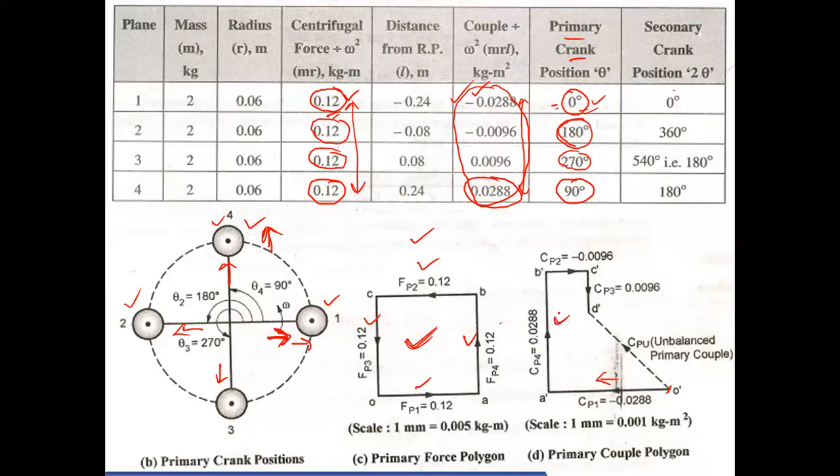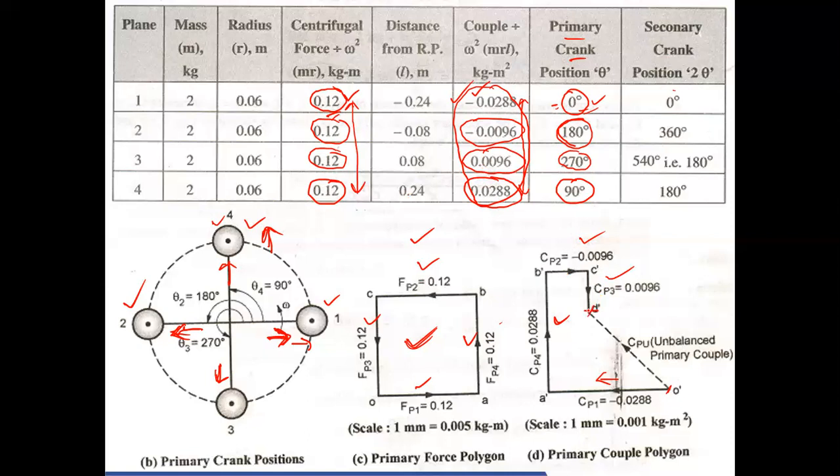Upward direction. Then you come to 2. What's the direction? Towards left. Here the value is minus, so you take towards right. The value is 0.0096. Now you come to the third one. What is the direction? Downward. Here positive, so the same direction you take. This is a couple.